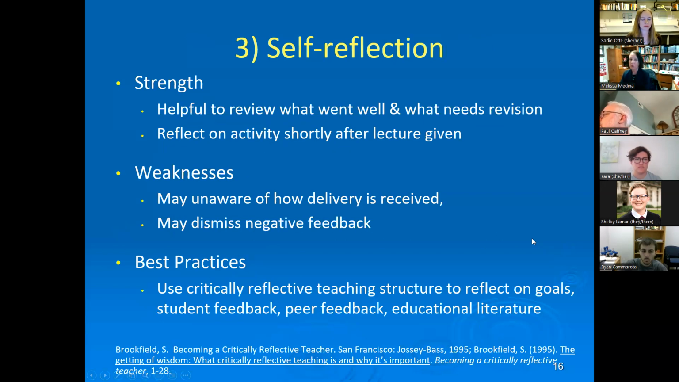So our third source of feedback is self-evaluation. And this is related to what Brookfield talked about in the 90s, being a critically reflective teacher. So we want you to do self-reflection. All faculty should be self-reflecting about what went well, what needs revision, and maybe you reflect on activities, what happened, hopefully taking notes instead of waiting.